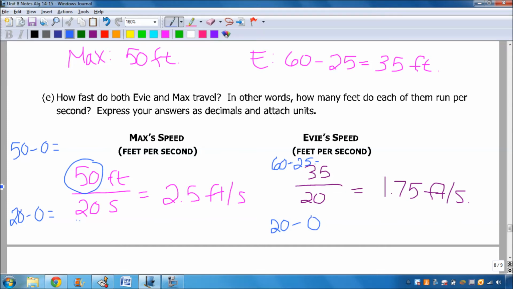Now this should look familiar to you right here. This is just basically y2 minus y1. This is basically just x2 minus x1. So all you did to figure this out was just calculate the, hopefully you think the word is slope, okay?